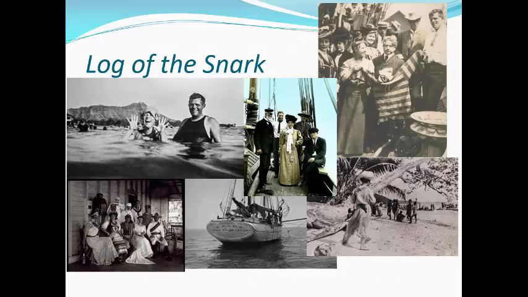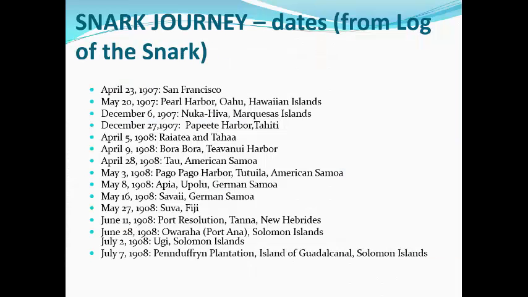So here are some images of their Log of the Snark journey. The Log of the Snark is written about the journey that Jack London and Charmian London took aboard a yacht called the Snark, and I'm going to talk a little bit about that in a second. They began on April 23rd, 1907. They left San Francisco. They sailed to Pearl Harbor, Oahu, and they got there on May 20th, 1907. They sailed from Hawaii on December 6, 1907 to Nuku Hiva in the Marquesian Islands, and then they arrived in Tahiti on December 27, 1907.